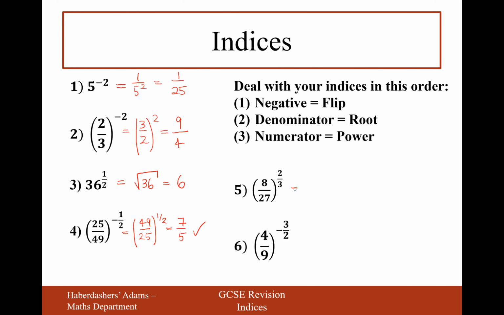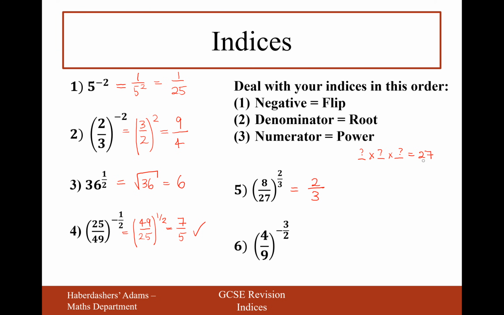On the next one, I don't have any negatives, so I don't need to flip, but I do need to now cube root. So the cube root of 8 is 2, and the cube root of 27 is 3. When you cube root something, what you're thinking of is what number will multiply by itself 3 times to give, for example, 27. So what is this number here that will multiply by itself 3 times to give 27? And it's always going to be a whole number. We're not going to give you any difficult questions like 4.2365 blah blah blah. It's always going to be a whole number.